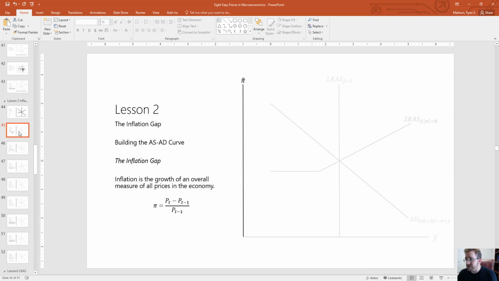So to build an inflation gap, first of all, we need inflation. Well, what is inflation? It's the growth of an overall measure of all the prices in the economy. We take all of the potential goods and services that are within the economy and we put them all into a basket and put a certain price level to it. Now, the level of this price doesn't really matter so much as the growth rate.